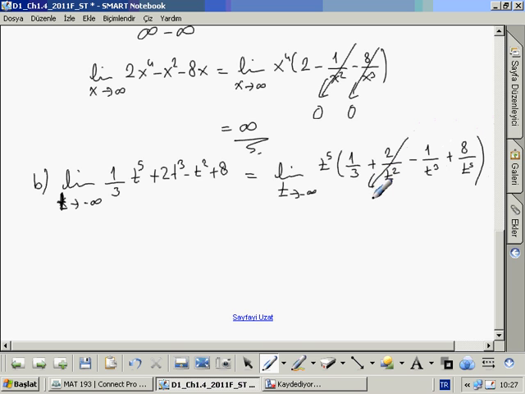The last three terms go to 0, and the sign is minus, so the limit is minus infinity, because an odd power of a large negative number will be negative. So it will be minus infinity.